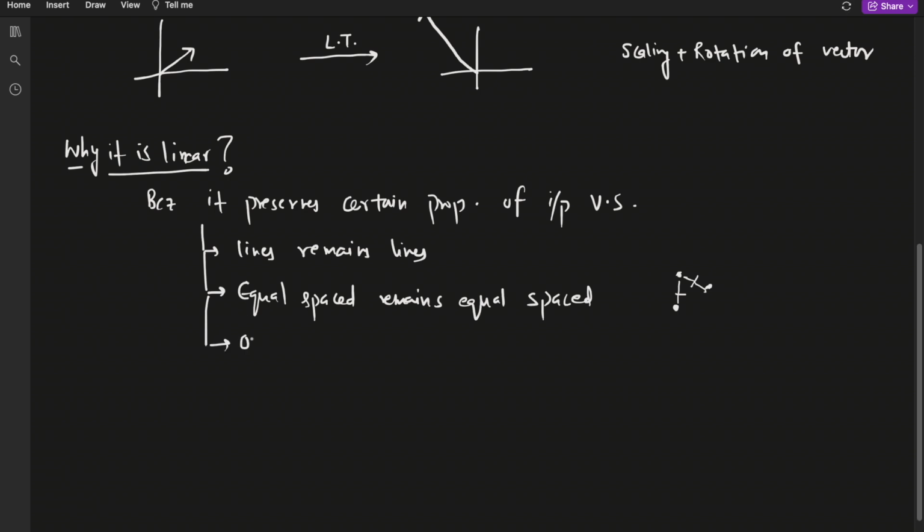And the third and most important is that origin remains origin. That is, the zero vector doesn't change.